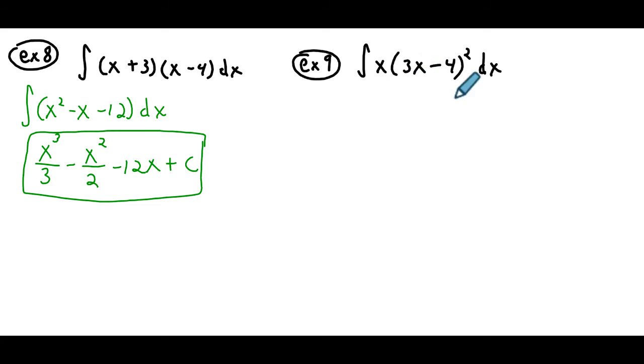This is similar, but notice I have to do a couple steps because that square on that binomial means I have 3x minus 4 times 3x minus 4.